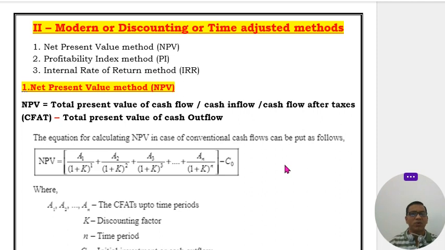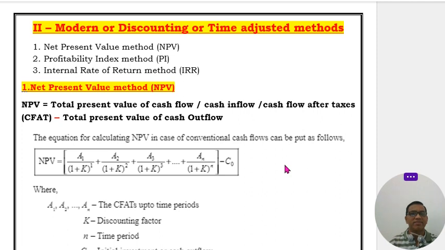Cash inflow or cash flow after taxes, all are the same. Depending upon the problem, the wording may change, but the meaning is the same: cash flow, cash inflow, cash flow after taxes. So how will you get net present value? Total present value of cash inflows minus total present value of cash outflow. Cash outflow means the cost of the investment, cost of the project, initial investment cost.